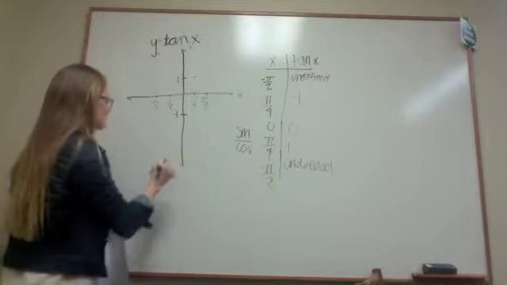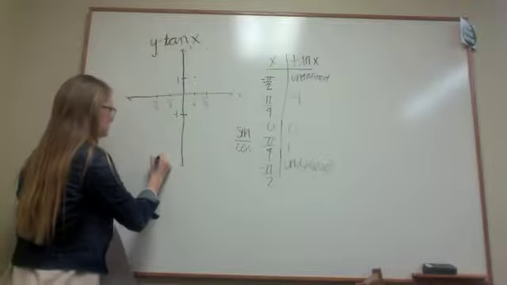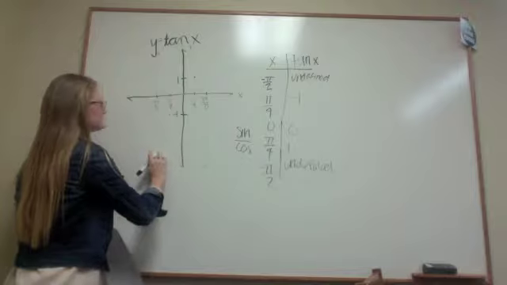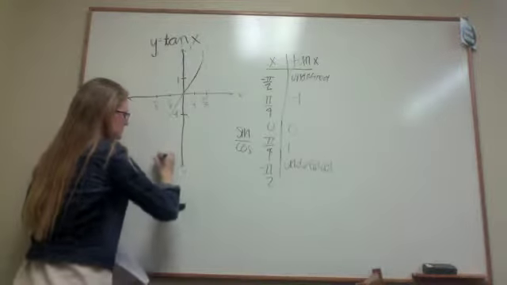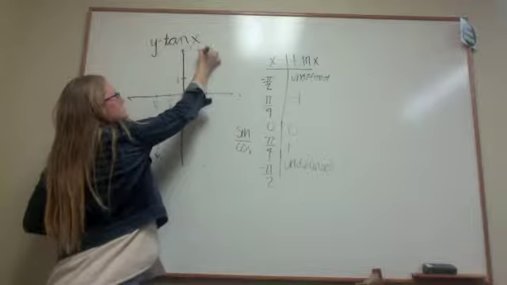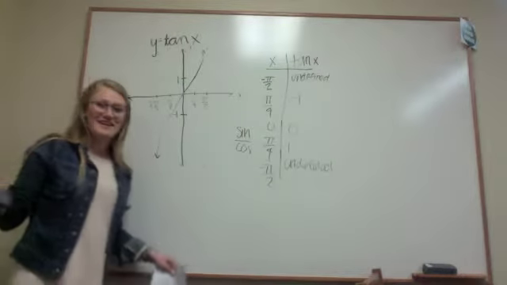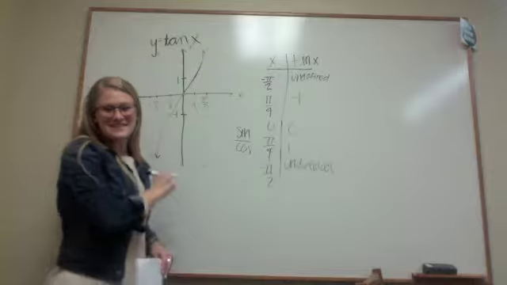Then you're going to draw your line, and it curves. It crosses 0 at 0, and it reaches the asymptotes but doesn't touch them. And that is how you draw tangent.